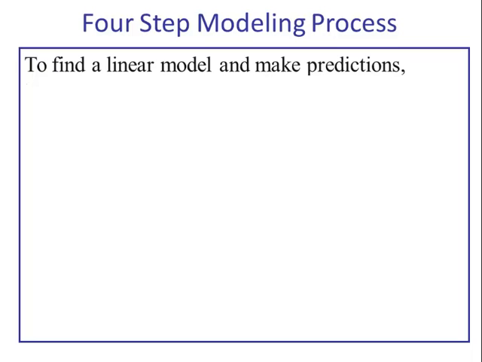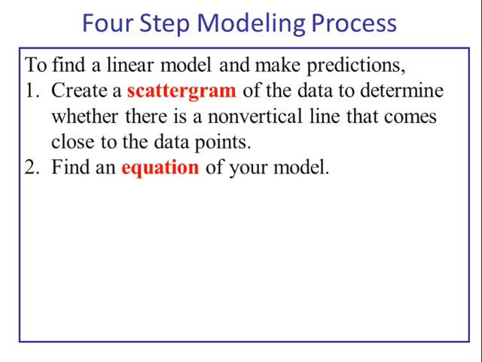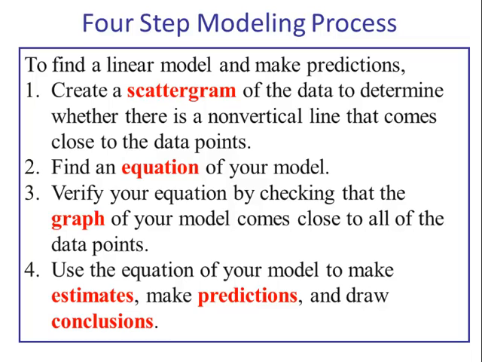The 4-step modeling process to find a linear model and make predictions. Number 1, create a scattergram of the data to determine whether there is a non-vertical line that comes close to the data points. Number 2, find an equation of your model. Number 3, verify your equation by checking that the graph of your model comes close to all the data points. Number 4, use the equation of your model to make estimates, make predictions, and draw conclusions.